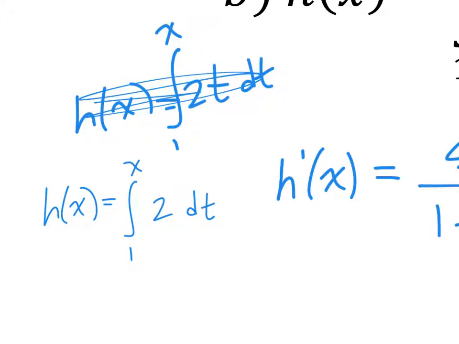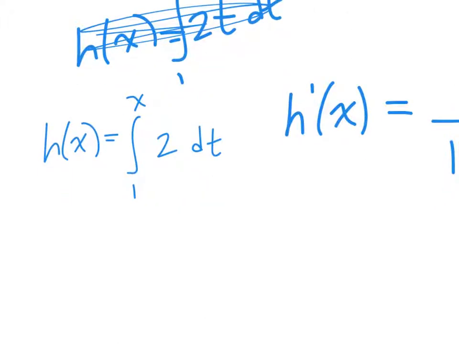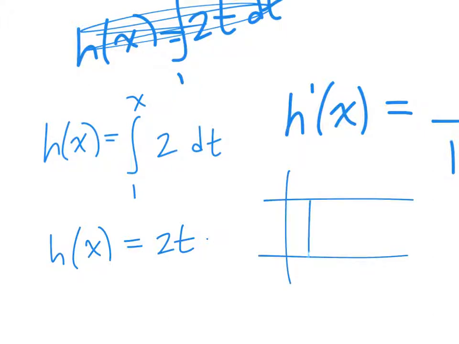Okay, flat line, okay? So basically, this area is just 2t, and then we are evaluating from 1 to x. So take the antiderivative, right. So this becomes 2 times (x minus 1).